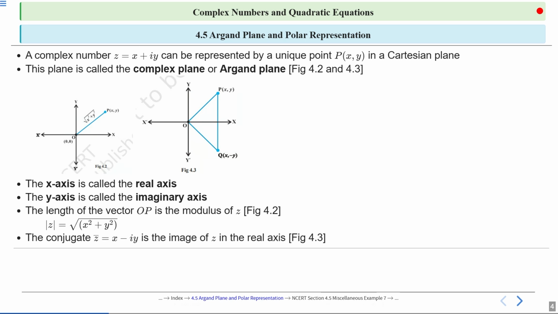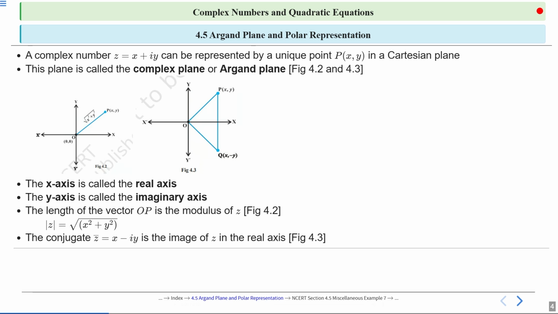Finally, let's talk about the conjugate. So let's look at the conjugate of a complex number. The conjugate of z is written as z bar, or z with a line over it, and z bar equals x minus iota times y. This means we change the sign of the imaginary part. So geometrically the conjugate is the reflection of z across the real axis as shown in the figure.